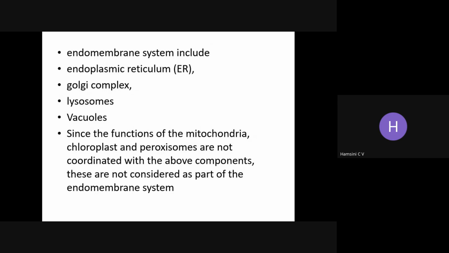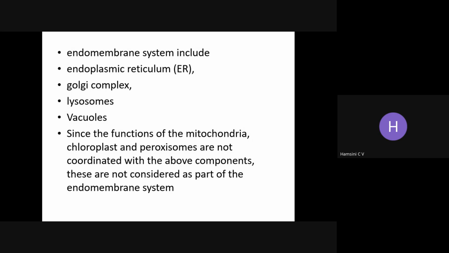Apart from these, there are n number of other important organelles, like mitochondria, chloroplast, and peroxisomes. I will tell you about peroxisomes later. Even though these organelles are present, they are not coordinated with the other components. The functions of these four components are coordinated, but these are not. But they are part of what is present within the membrane of the cell.